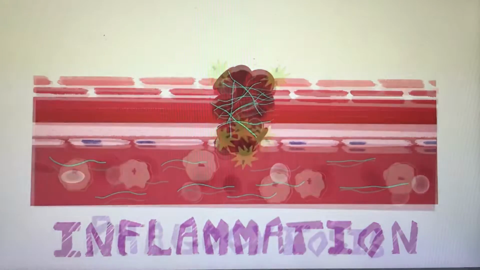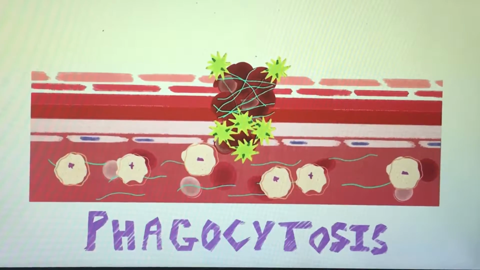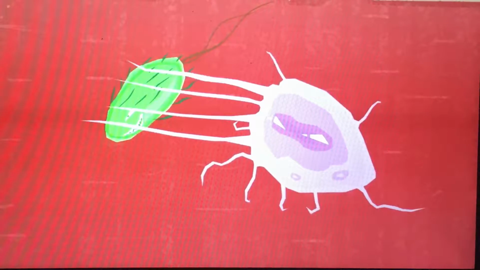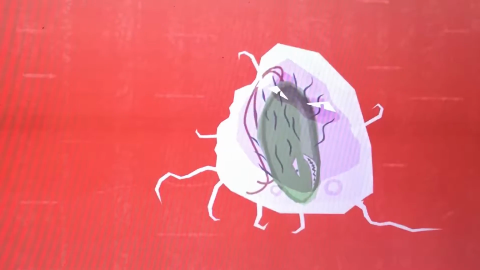During the second stage, inflammation, phagocytosis occurs. The immune system sends macrophages that devour bacteria trying to enter through the wound.